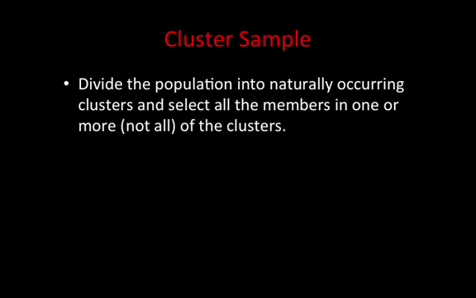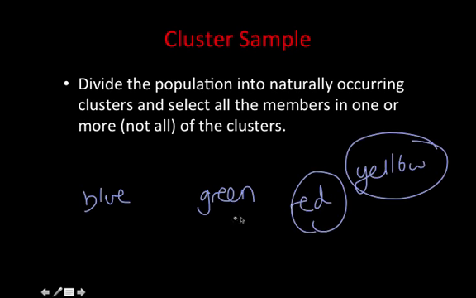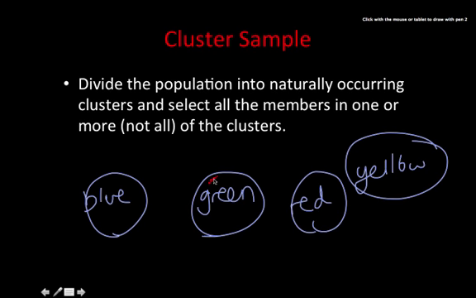The difference between cluster sampling and stratified sampling, if we're thinking about tie colors, if we do have the blue ties, the green ties, the red, and the yellow, when we did stratified, we sampled in each of these groups, but if we're doing cluster, then we're maybe talking to every green tie and then maybe every yellow tie, and then we're not talking to any of the blue or any of the red ties.